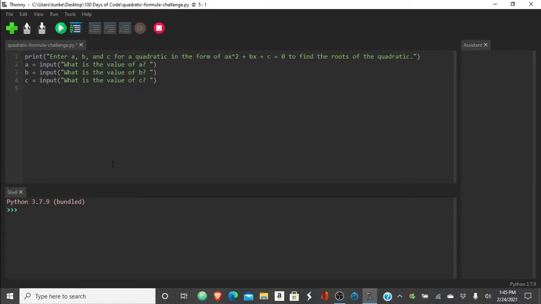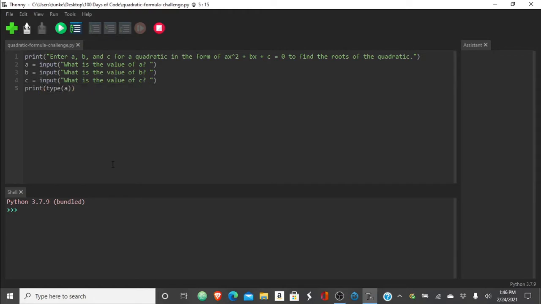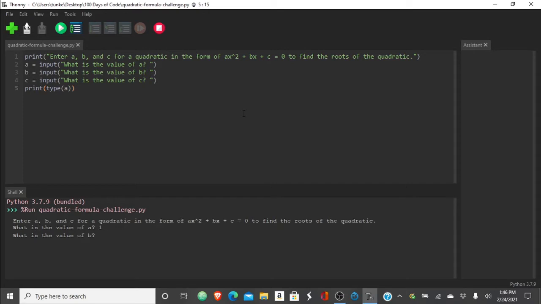Okay. So I've got A, B, and C coming in, and those are going to be string variables. So I think we can do that. We say print type A and we save it and we run it. It should work. Okay, what is the value of A? It's 1. What is the value of B? Let's say 4. What's the value of C? Okay, so when I print it, it says the class equals strings.